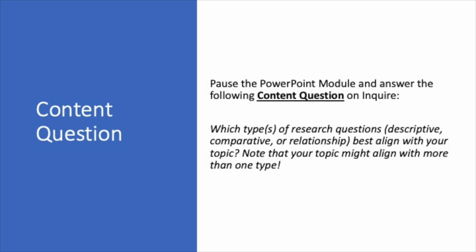I also want to note here that your topic might align with more than one type of research question, right? So in the previous slide, I had the example of looking at socioeconomic status, cardiovascular disease, and race differences. And so that's combining a comparative and a relationship question. Perhaps you have something like that as well. So you can pause, answer this content question, and then return to the PowerPoint module when you're done.